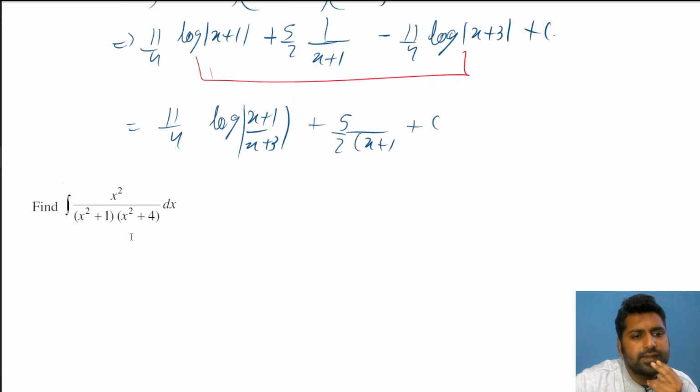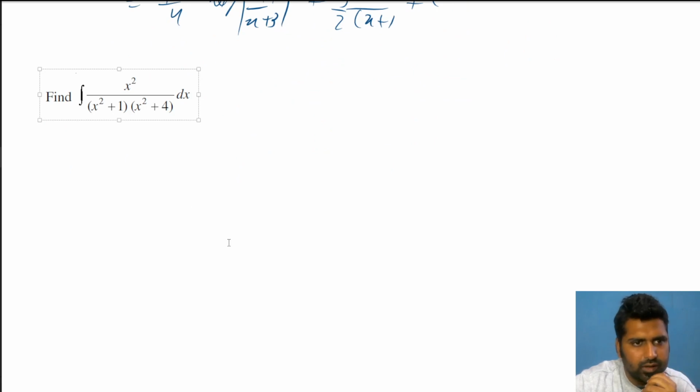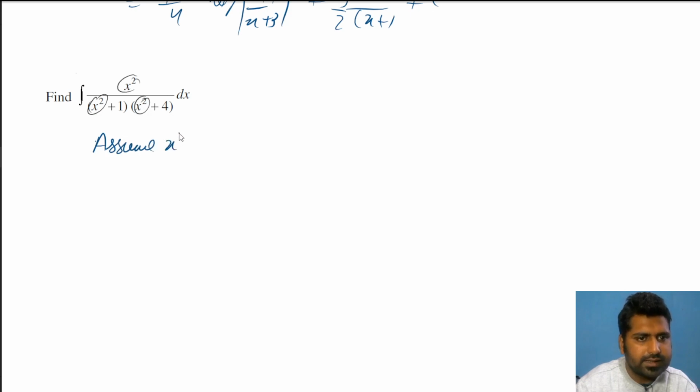Now it is x square upon x square plus 1, x square plus 4. For the time being, you might think partial fraction would be applicable if only x square was not present, only a single variable was there, x was there or y was there. So for the time being, let's assume, I'm not doing the substitution, I'm assuming, assume x square is some y. This is not substitution, remember that. So this will look like the expression y upon y plus 1, y plus 4.